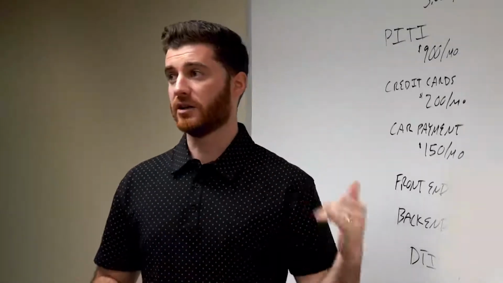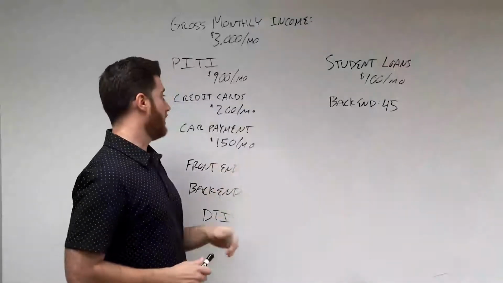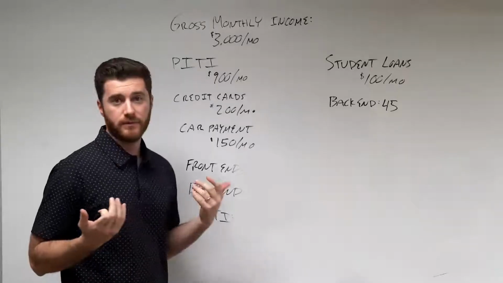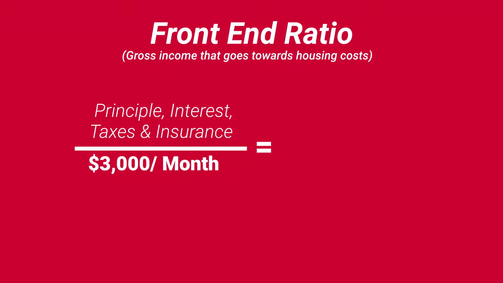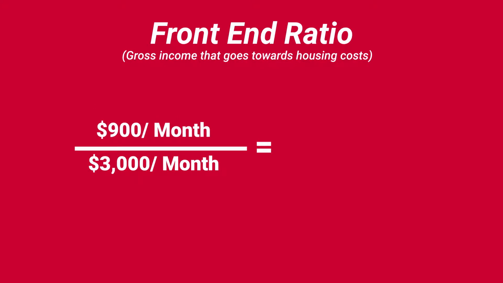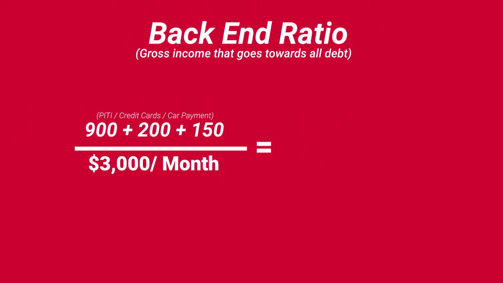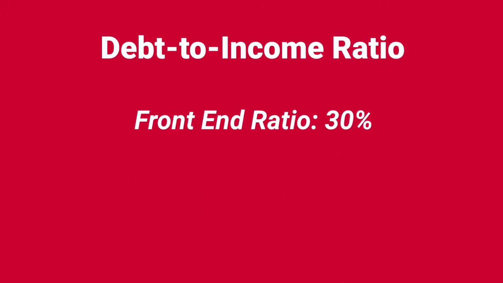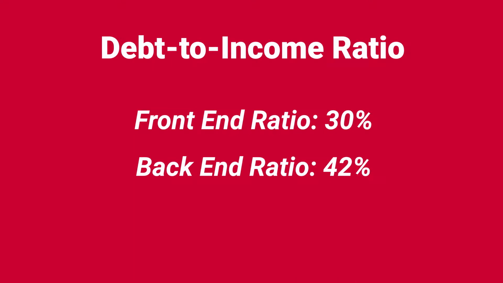So let's just say you want to buy a house and the principal, interest, taxes, and insurance is $900 a month. On top of that, you have $200 a month in credit cards. You have a $150 car payment. To figure out your front end ratio, we're going to take the estimated monthly payment, which in this case is $900 a month, divided by the $3,000, which gives you a front end ratio of 30%. Now, we're going to do the $900 plus what you have in credit cards and your car payment, divided by your gross monthly income of $3,000, which gives you 42%. So in this example, your debt to income is 30 for the front end and a back end of 42.